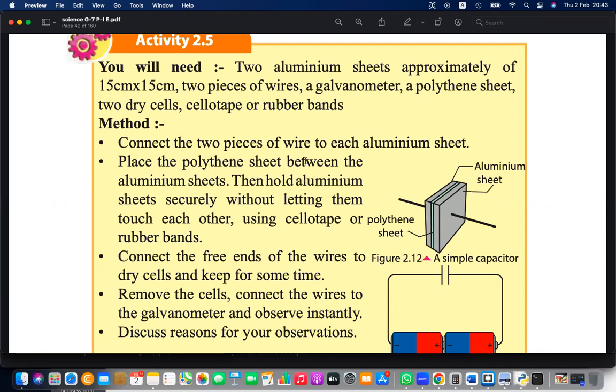Because polythene is not a conductor. Then hold the aluminum sheets securely without letting them touch each other, and use sellotape or rubber bands.